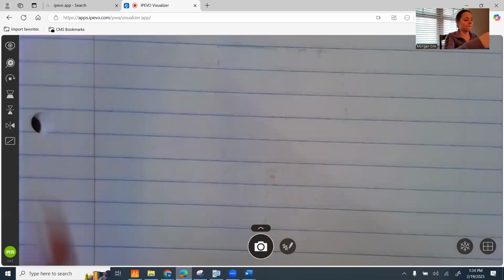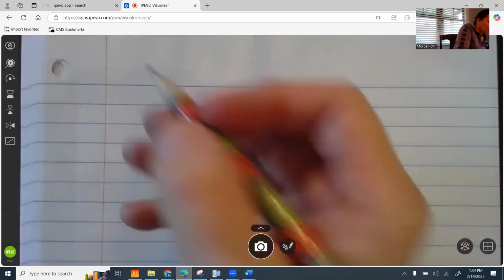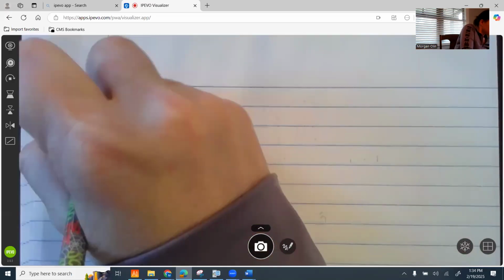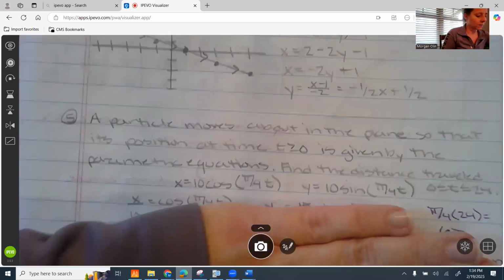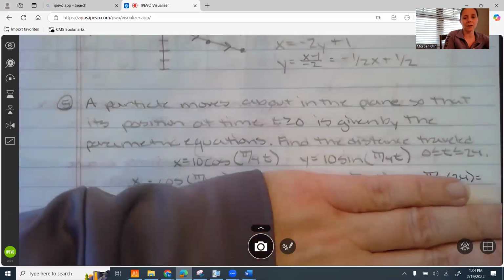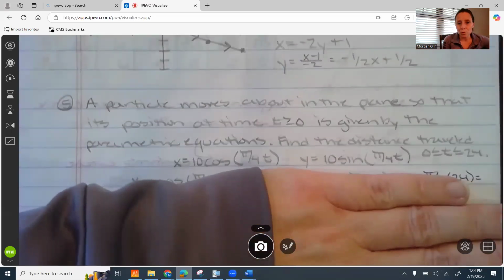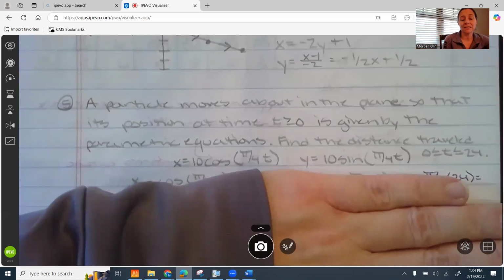Let's look at number 5. I'm just going to show it to you right here. If you want to copy it down, you can. It says a particle moves about in a plane so that its position at time t, greater than or equal to 0, is given by the parametric equations. Find the distance traveled from t equals 0 to t equals 24. And there's our parametric equation right there.